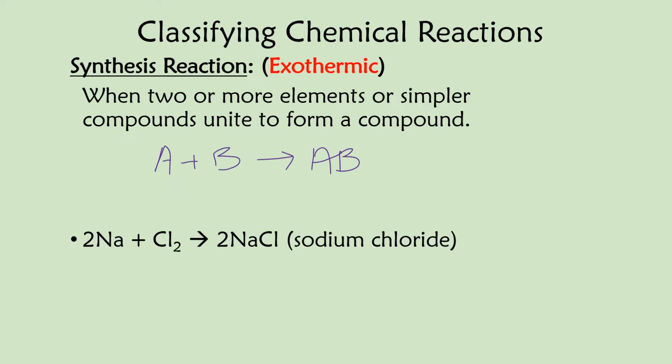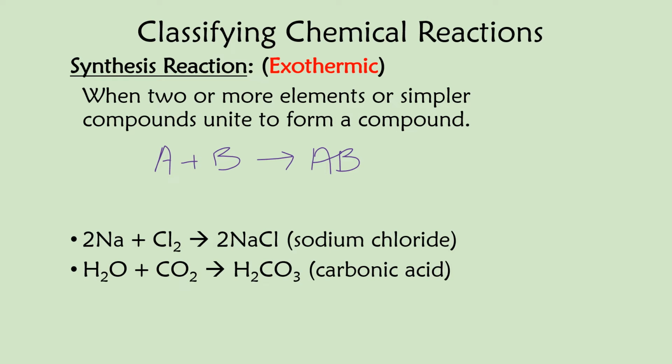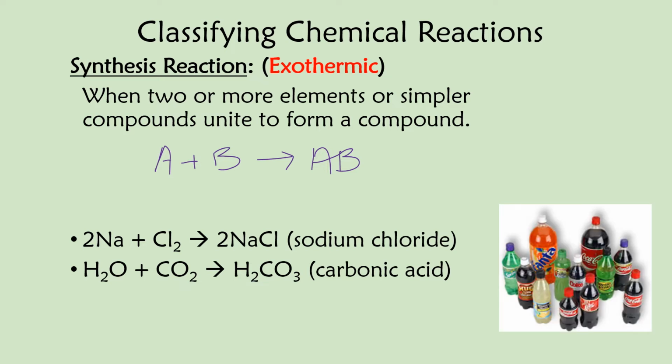So a quick chemistry example could be when we have sodium and chlorine, they combine together to make sodium chloride, which is the table salt that we use. And then another common example is when we have water, H2O, and carbon dioxide, CO2, both of them combine to make carbonic acid. And carbonic acid is the biggest ingredient in the soda that we drink every day.